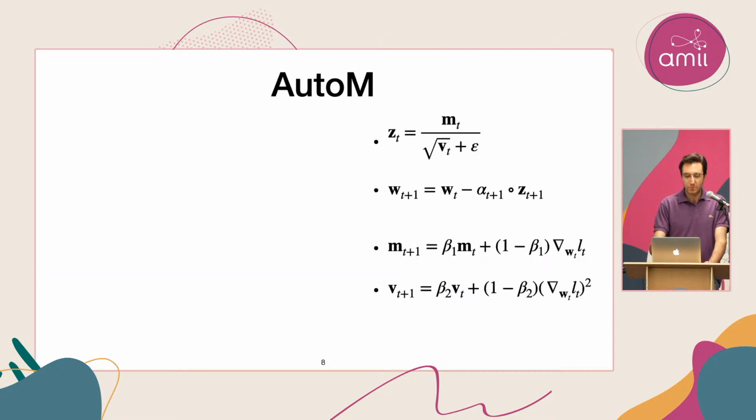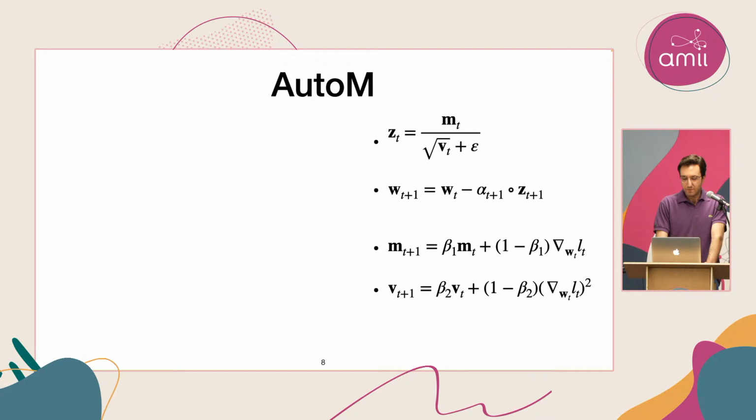These are the update rules for Adam. Title says autumn, but it's not autumn yet. These are the updates for Adam. So we have M and V. M and V are two statistics, exponential moving averages of gradients and squared gradients, that you calculate on every step. And then we compute this quantity Z, which is the first moment divided by the square root of the second moment, and then use that Z instead of the gradient for the weight update.